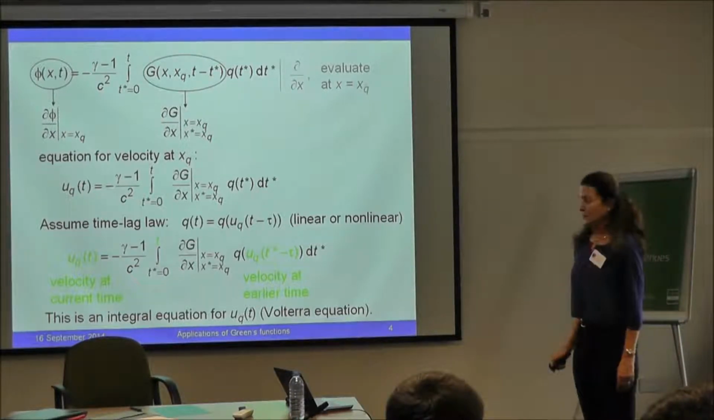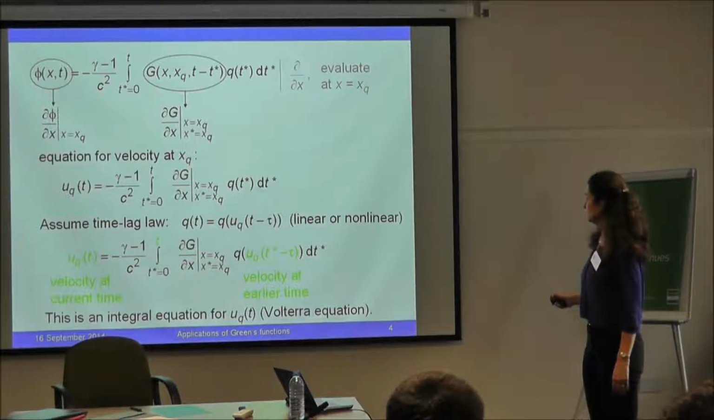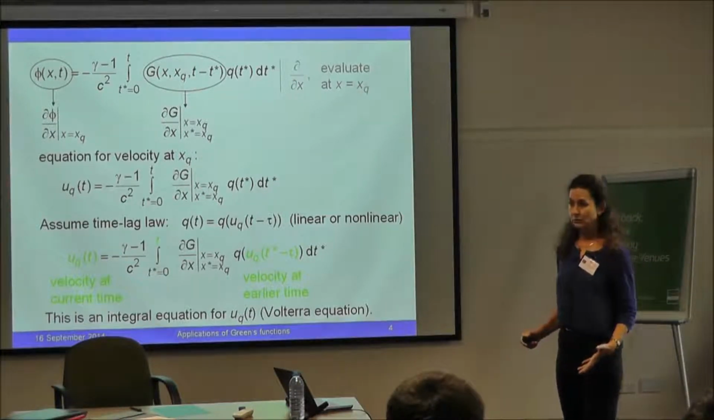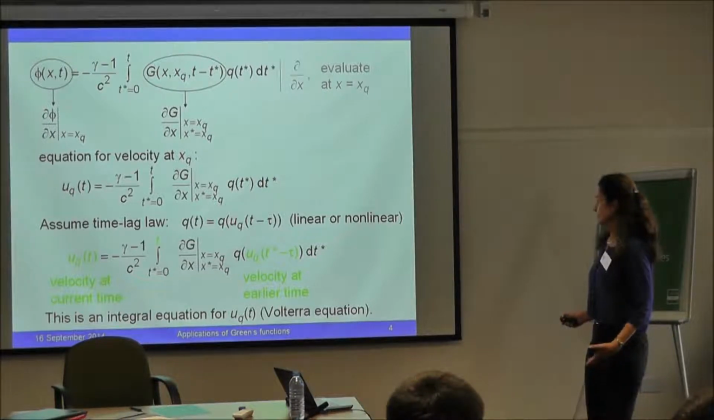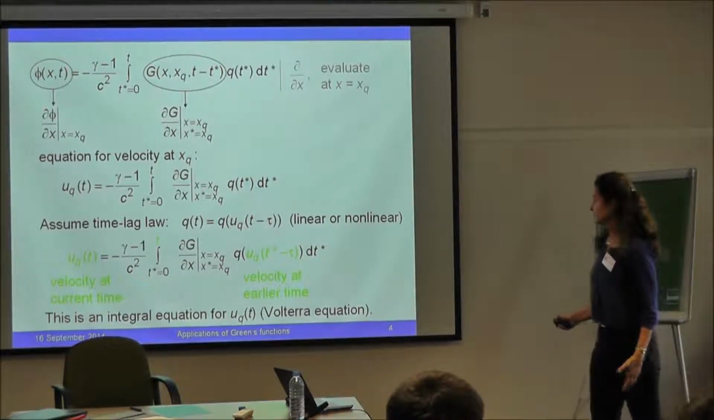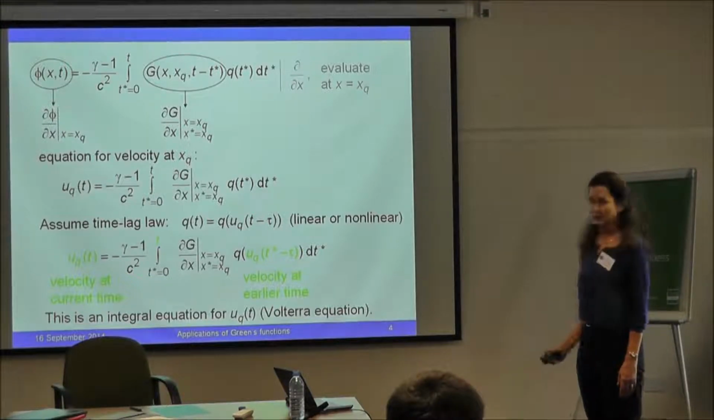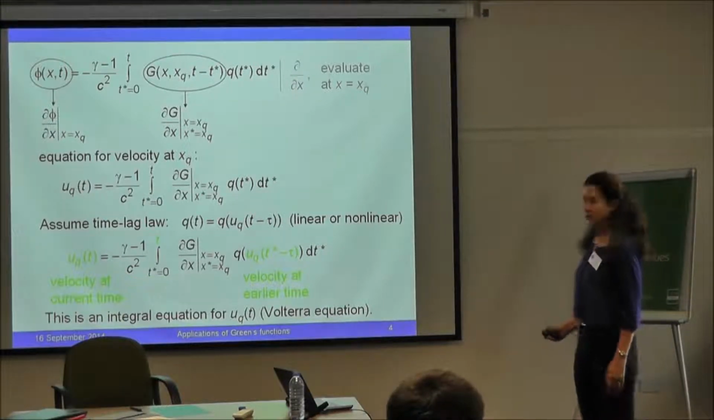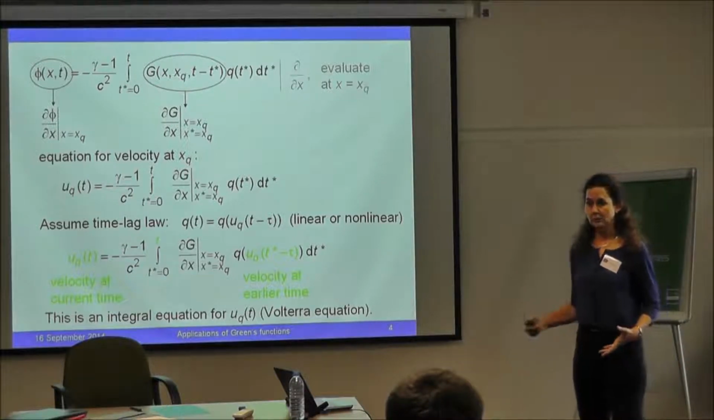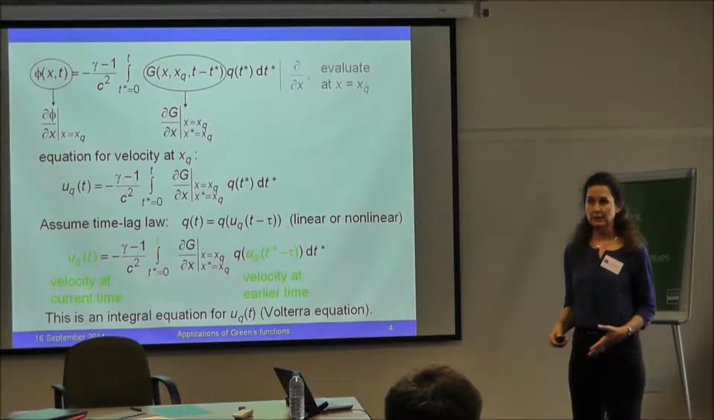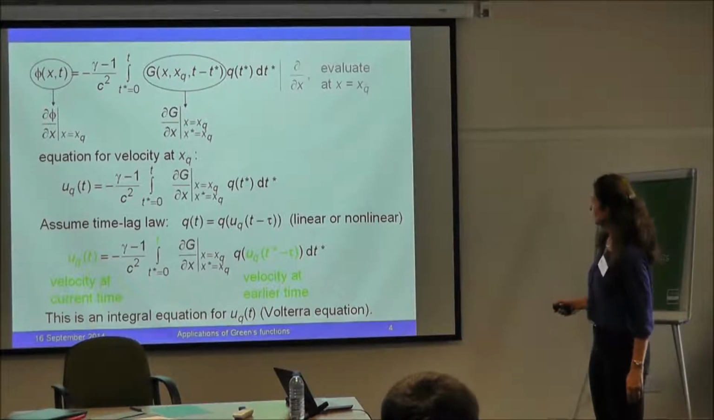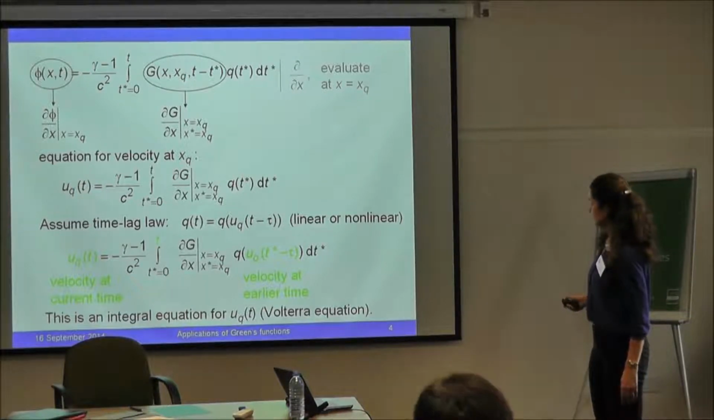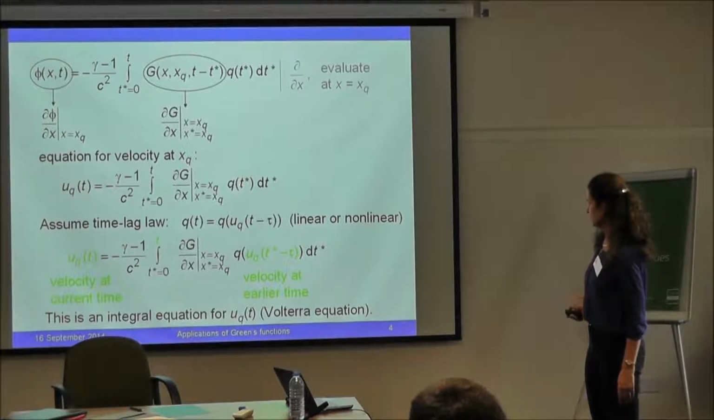Now, to take this further, we need to know how the heat release rate is related to the velocity. And for our purposes, we assume that we have a time lag law. So q depends on the velocity at the heat source, but at an earlier time, and tau is the time lag. The exact form of this functional dependence is not important for our purposes. It can be a linear relationship, it can be a nonlinear relationship, anything is possible.